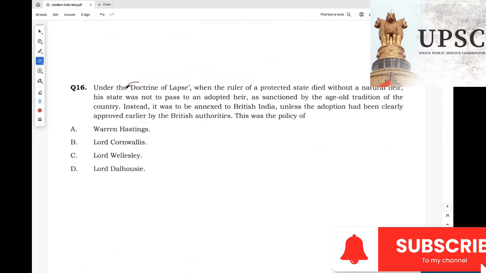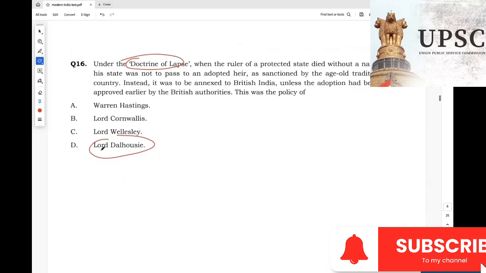I mean, these are very simple questions, and you should not make them incorrect. Under the doctrine of lapse, you don't need to read the entire passage. All of you know doctrine of lapse means Dalhousie. Without a doubt. Even if you read the entire answer, you will know, right? This paragraph actually talks about what the functioning of the doctrine of lapse was, or how the doctrine of lapse actually functions. Moving to the next one.